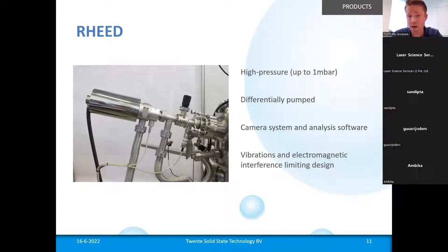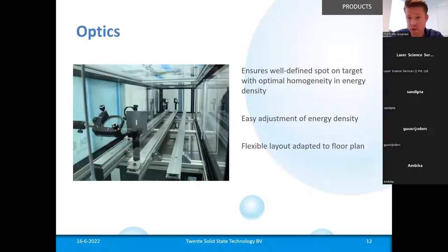These higher oxygen pressures are typically needed for growth of good metal oxides in PLD. And from an engineering point of view, RHEED is very sensitive, so we always try to make solutions limiting vibration, electromagnetic interference, etc. And optics is also a very important parameter, of course. It's all about ablation of material, so you introduce a UV pulse into the system.